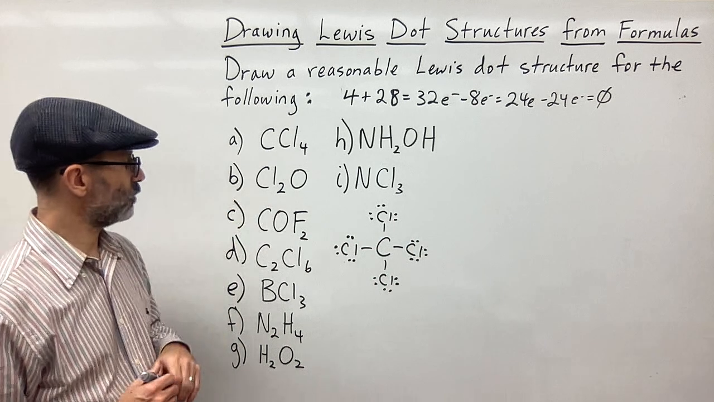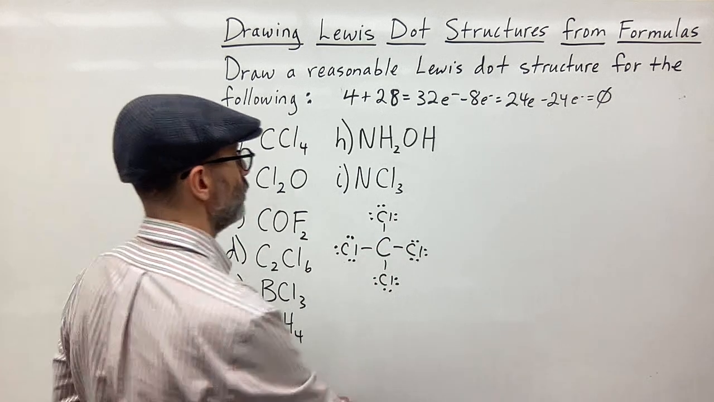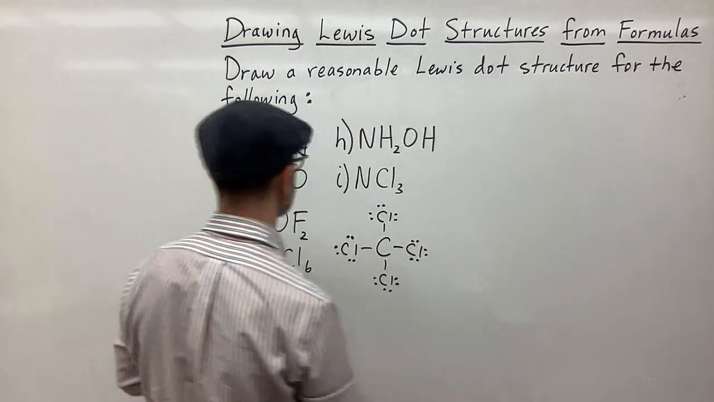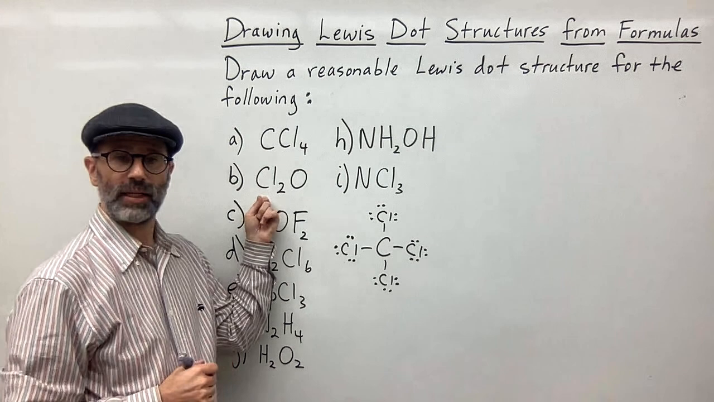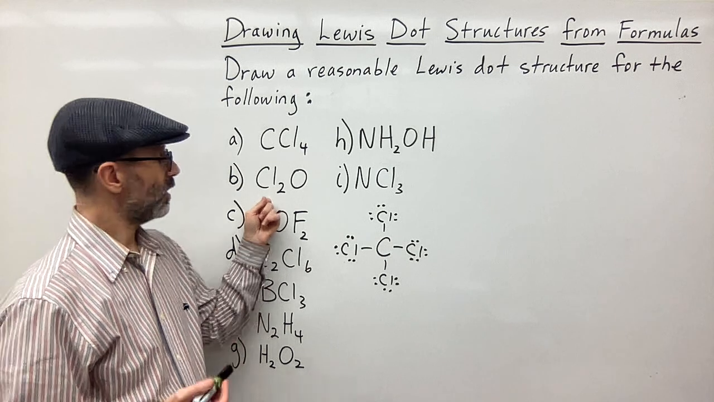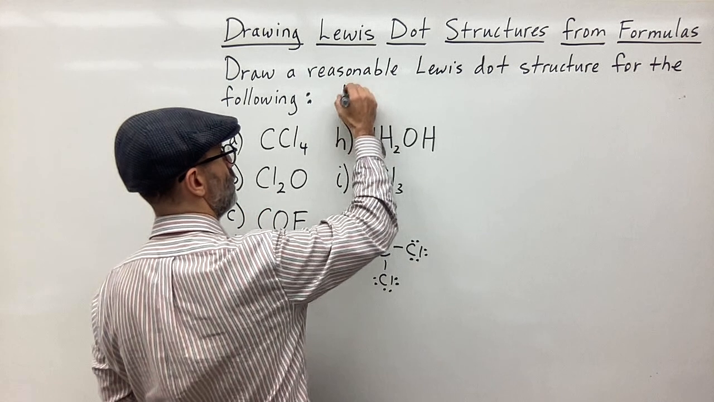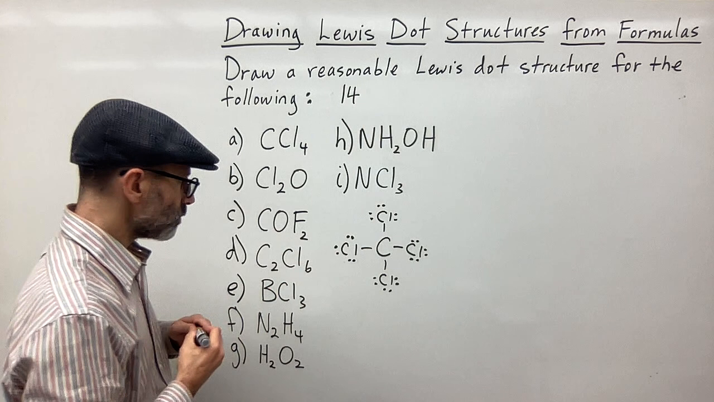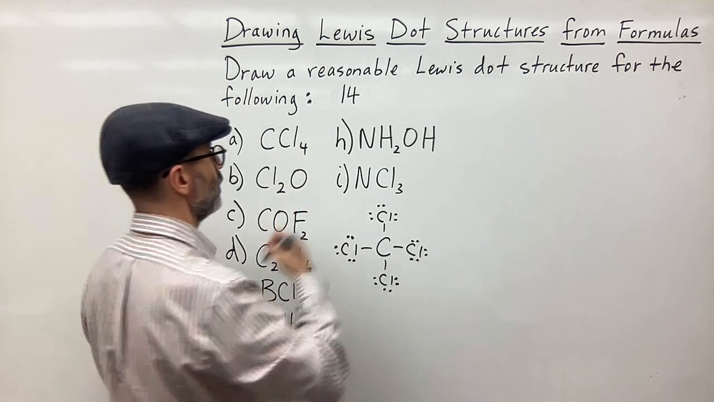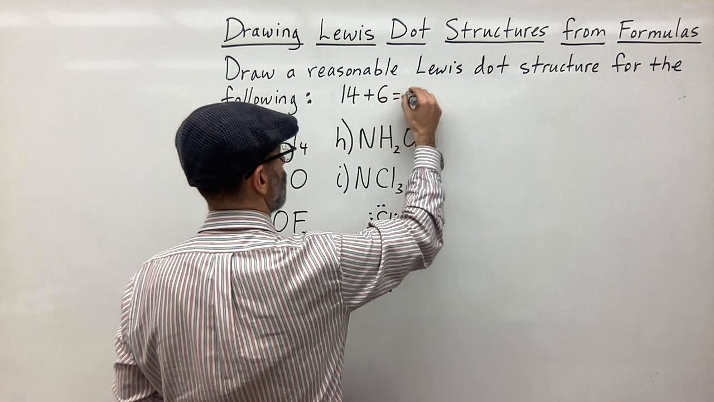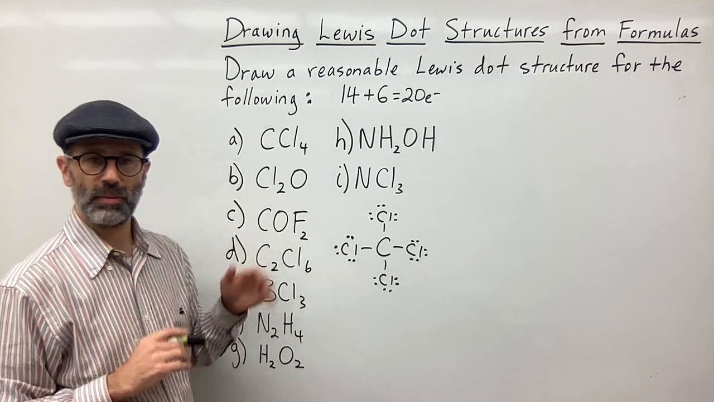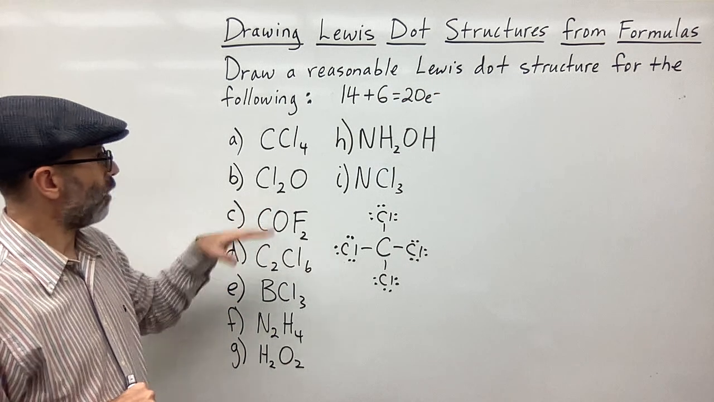Okay, what about Cl2O? So again, first thing we want to do is add up the valence electrons for this molecule. So we have 2 chlorines. The chlorine is in group 7, 7 valence electrons. Therefore, 7 times 2 is 14. And then we have 1 oxygen. Oxygen is in group 6, so that's 6 valence electrons. So we're going to add 6 to that, and that's going to give us 20 valence electrons. Again, no charge, so I don't need to worry about adding and subtracting.